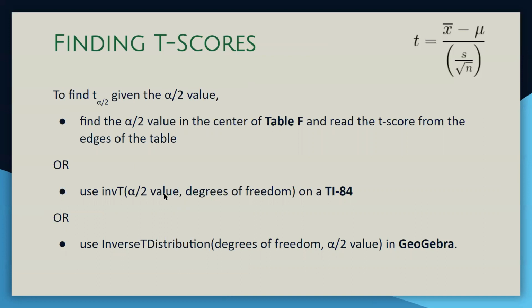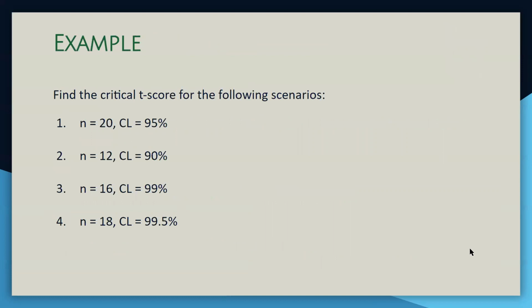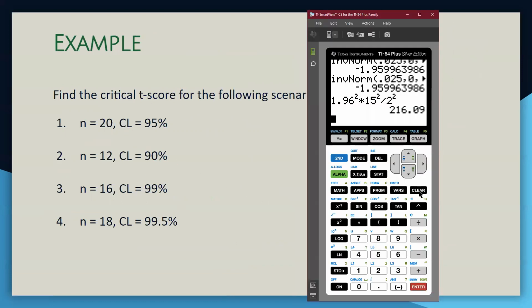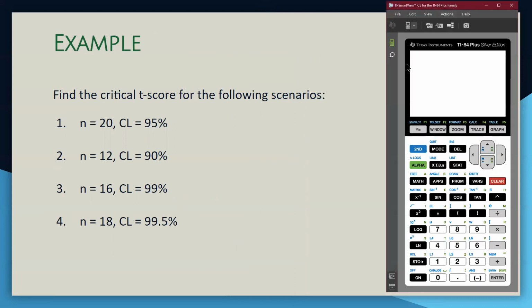Those function calls work just like the inverse normal function call. And they're looking for similar information, except now it's that area in the tail and then the degrees of freedom. We're going to do some examples. I'm going to pull up my TI-84 really quick. And we are finding the critical t-score for the following scenarios.